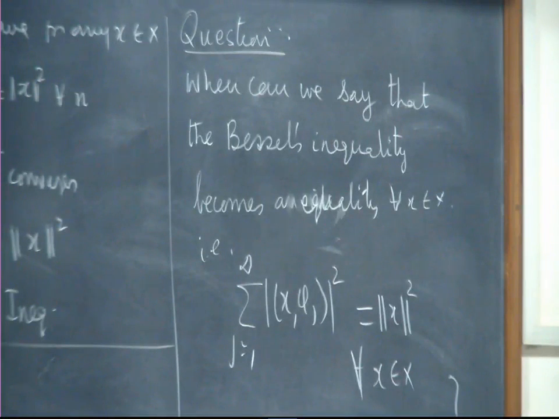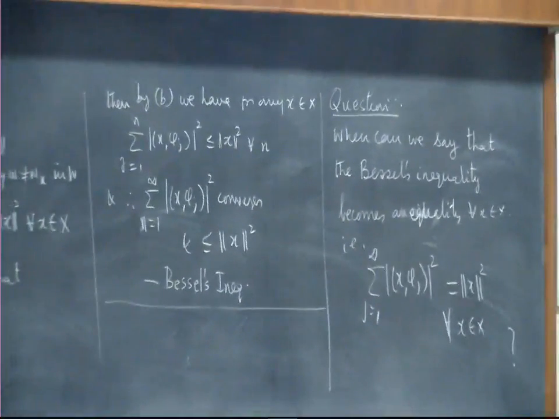Let me, of course, I will use these things later. So, let us first say, suppose this becomes an equality, what happens? Suppose this becomes an equality. Okay. So, suppose summation |<x, phi_j>|^2, j equal to 1 to infinity, is equal to norm x squared for every x in X.